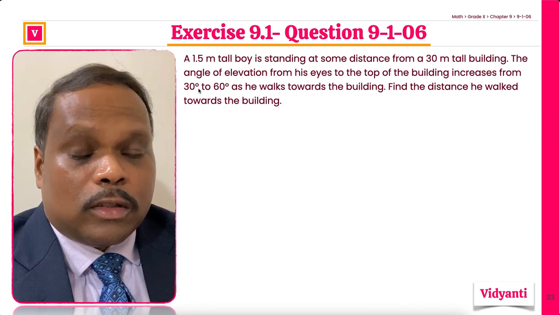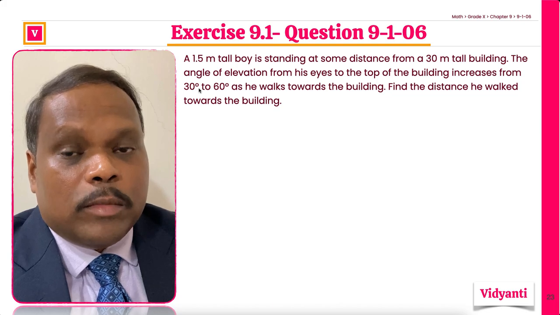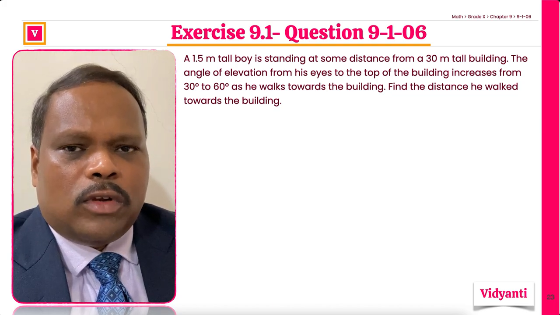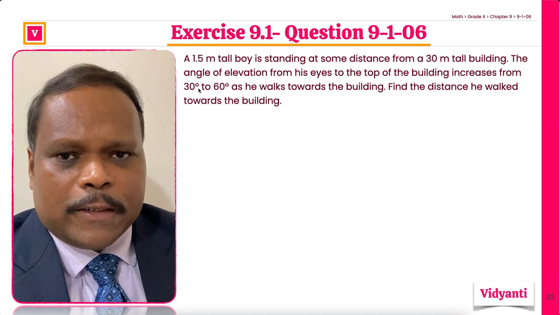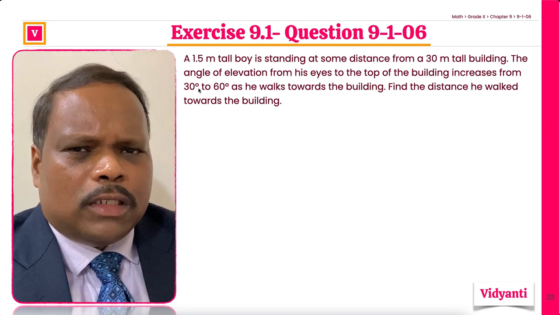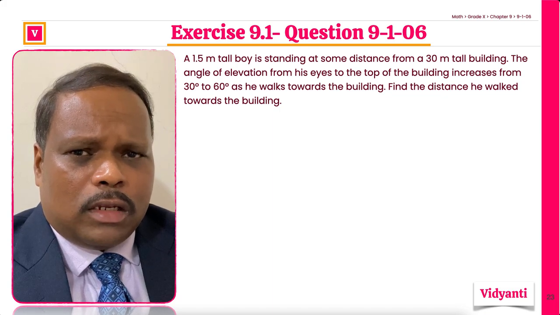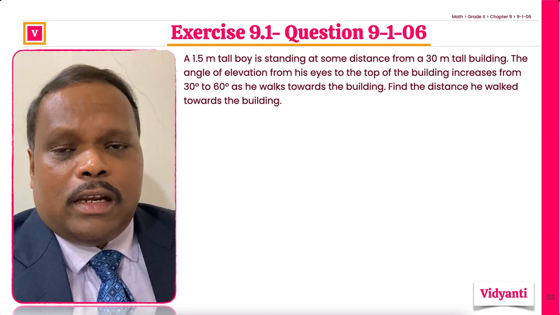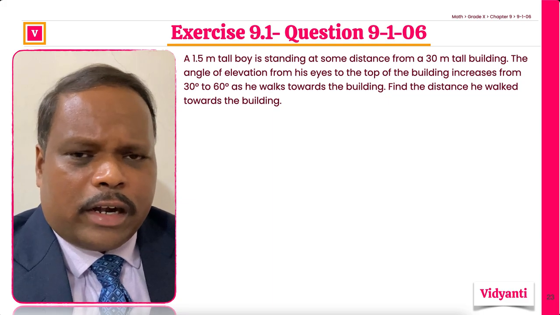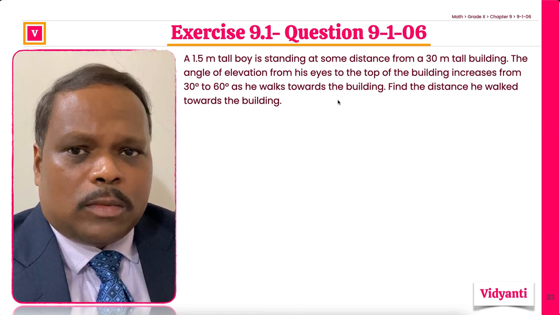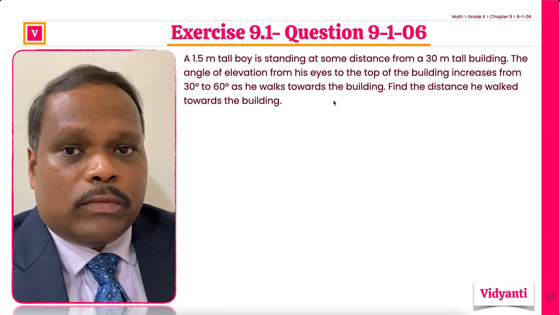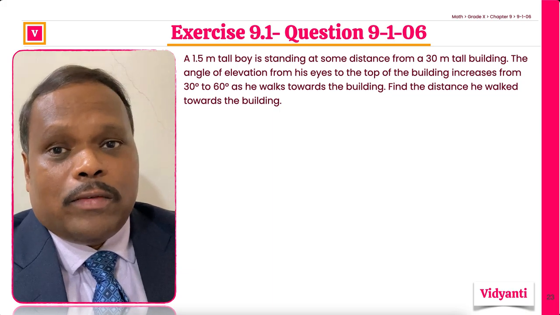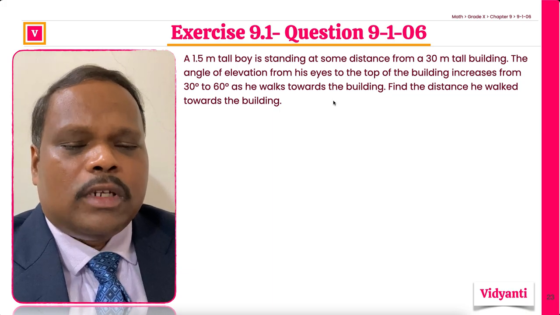A 1.5 meter tall boy is standing at some distance, and the angle of elevation increases from 30 degrees to 60 degrees. So that means there are two angles of elevation, which means there will be two right angle triangles, two equations, and you will have to solve for two unknowns and eventually you will get the answer. So there is some common methodology in these kinds of questions. We have done problems up to now with only one right angle triangle. But from this point onwards, we will have two right angle triangles with two angles of elevation or two angles of depression, or even, interestingly, one angle of elevation and one angle of depression.